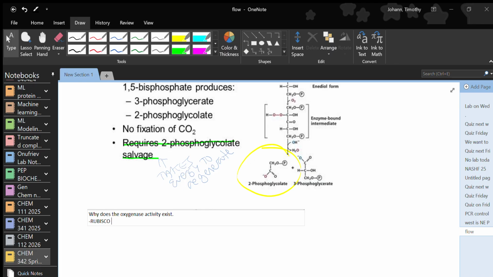So one thought is that Rubisco evolved before there was O2 around. Sure, I guess. I don't like that one as much, but it doesn't mean I'm right, okay? It seems to me that something could have evolved. There's been oxygen around for a long time to deal with that.